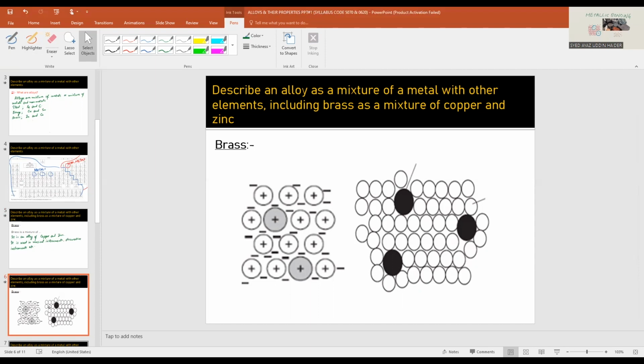On the right hand side, you see the big black atoms. So they are actually of zinc. These are zinc atoms. I'm using the symbol Zn for zinc element. And it's in between lots of small sized copper atoms. So these are copper atoms.